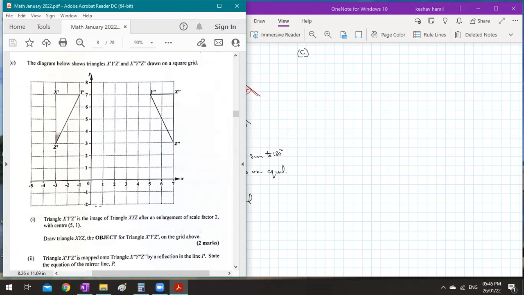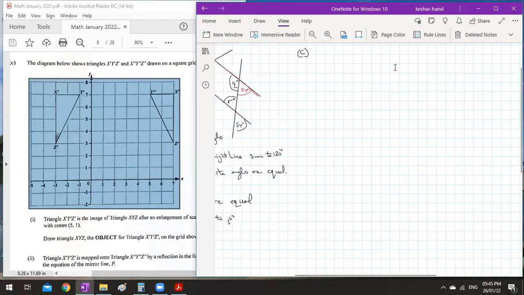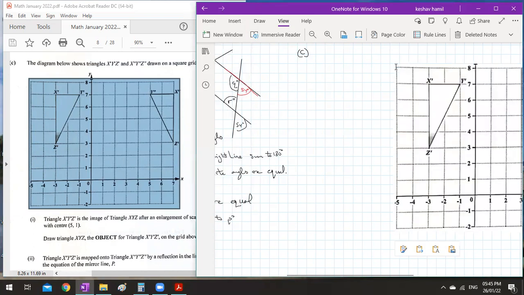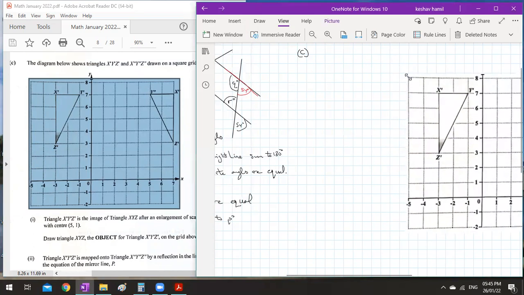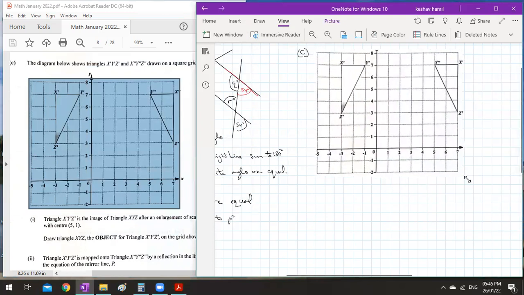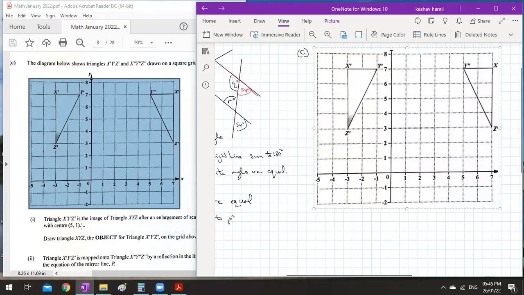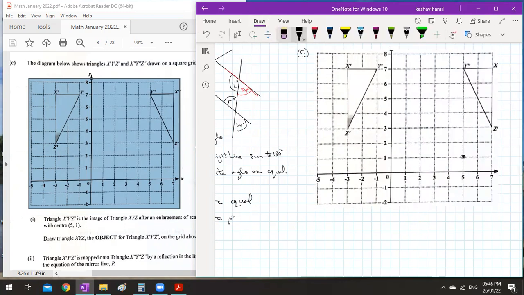Now, if I can copy this one. Definitely size. Right. So yeah, that wasn't bad. So I keep this square shape and everything, right? Now they say the center of the enlargement was 5, 1. Where's 5, 1? 5 on the x, 1 on the y. So that's here. You can see better. Right. So that's the spot 5, 1 where the enlargement is.